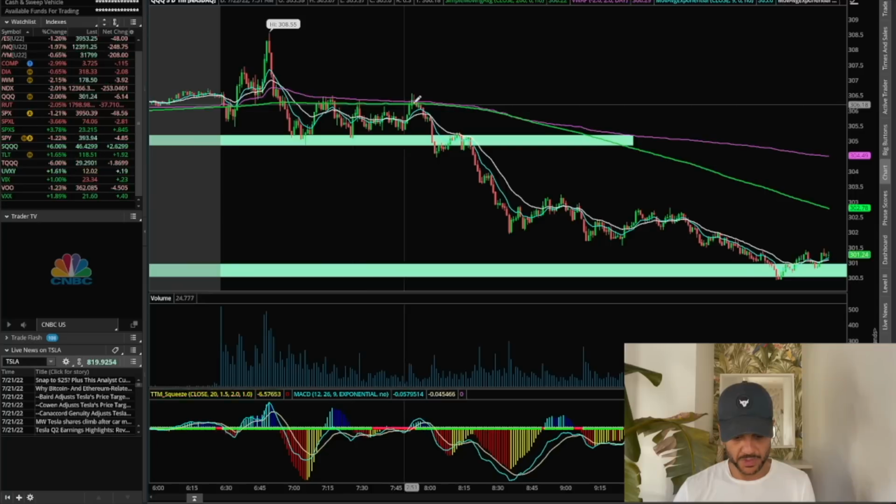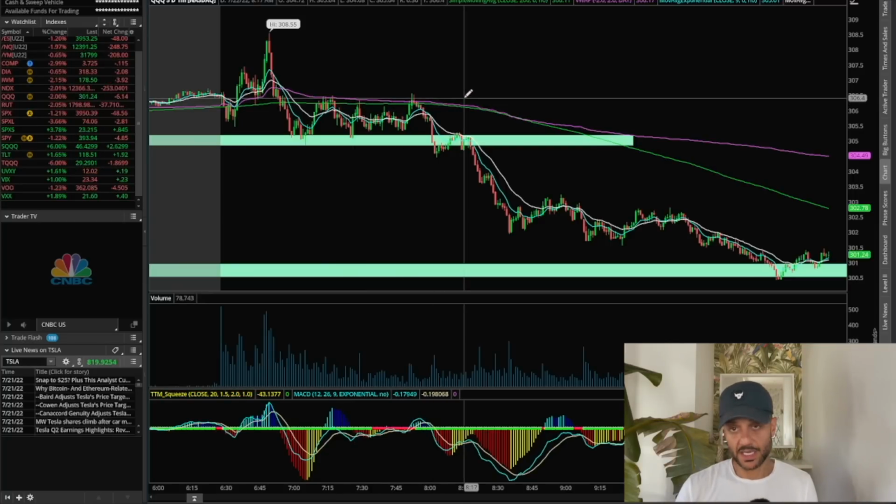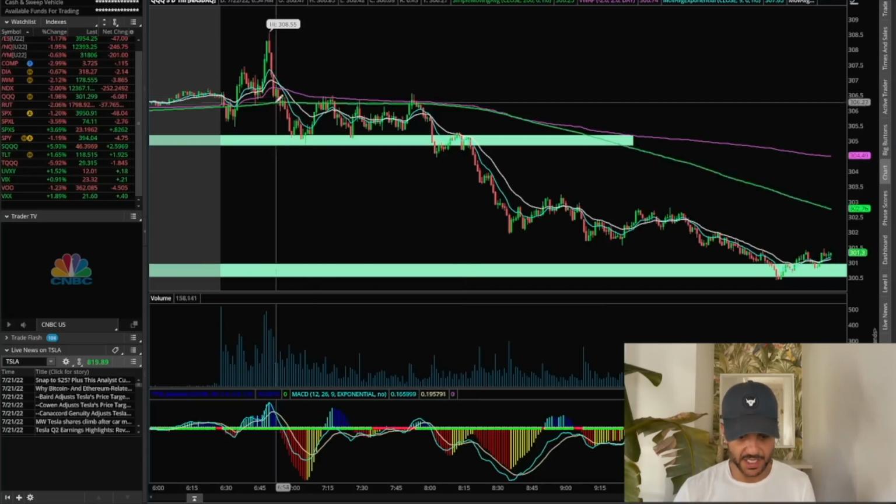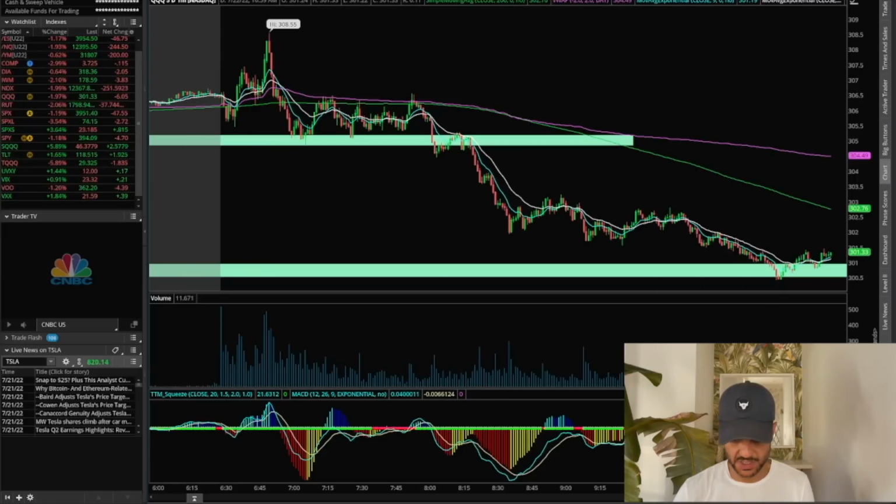And then VWAP, which is here in purple, I use that pretty much in the same way that I use the 200 MA to see if we find resistance or support at that level. I use it for profit taking. Once in a blue moon, I will use VWAP for entering trades if it coincides with a resistance level.